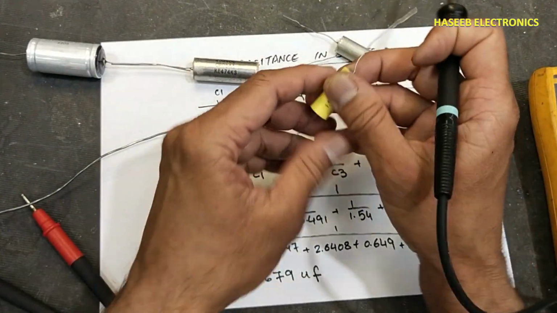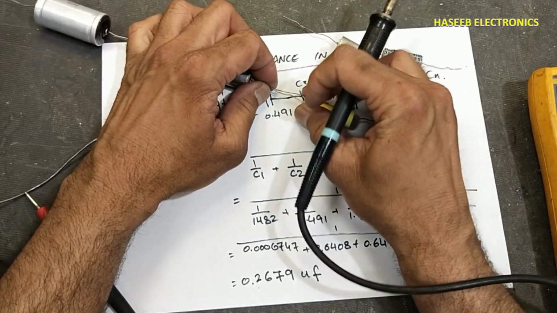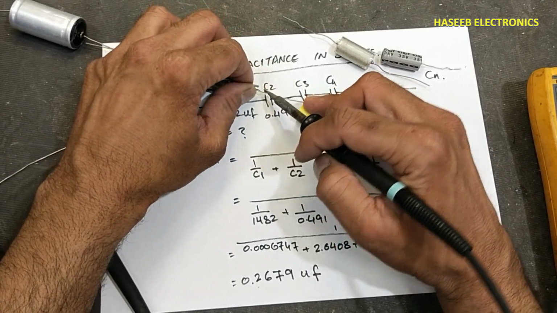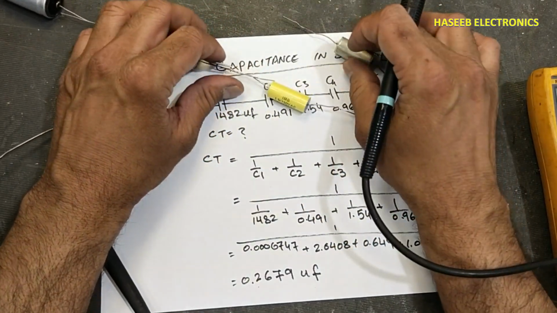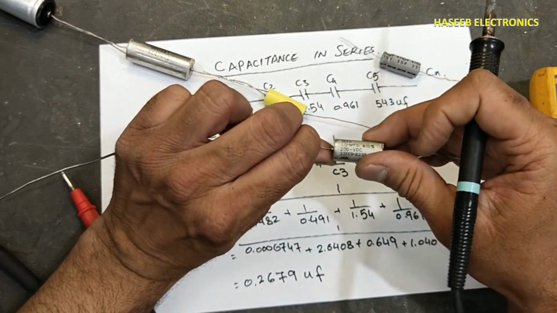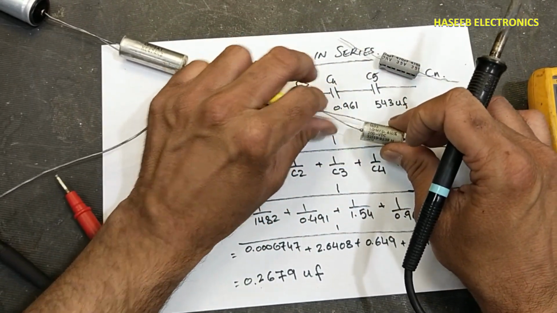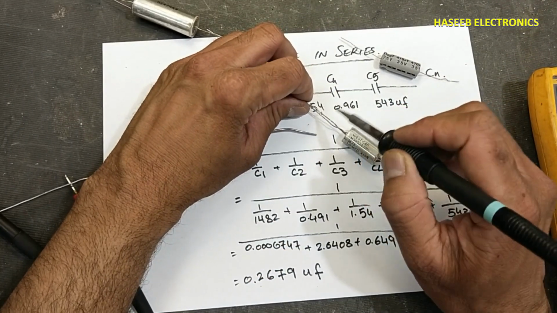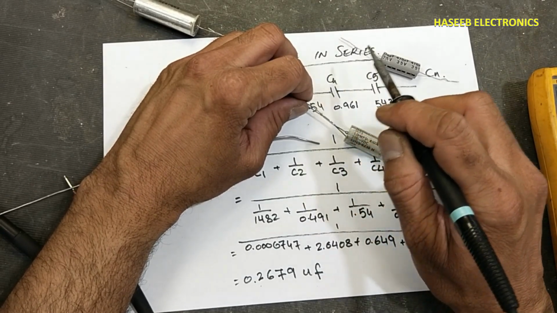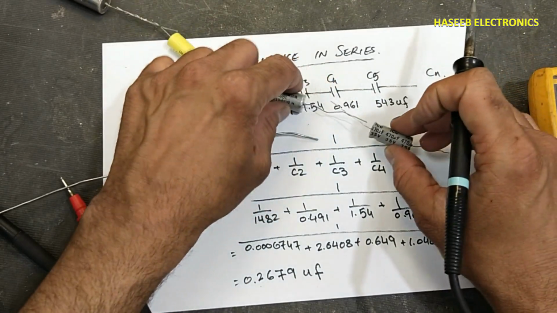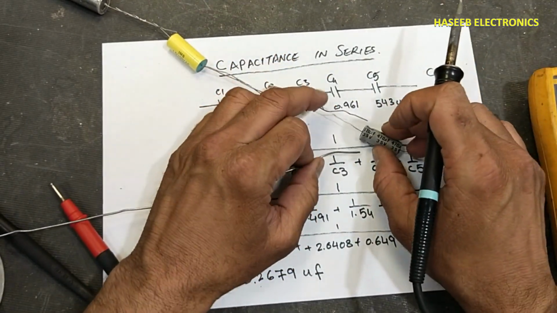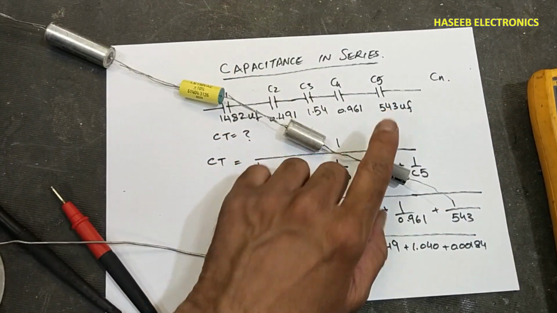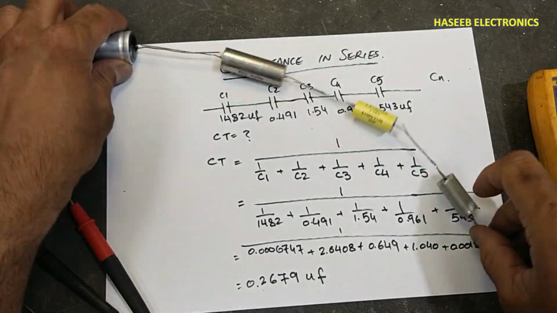Then 1.54. I am connecting polar and non-polar capacitors together. It is just for example. When we are using capacitors, we must use AC capacitors or DC capacitors separately. Then it is 1 microfarad, and the last one, that is 470. The capacitor marking is 470 microfarad, but the physical value is 543 microfarad.